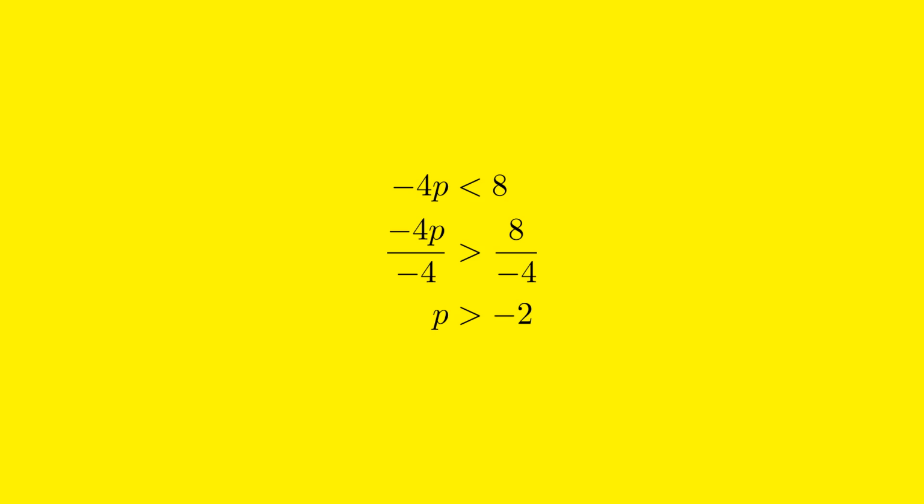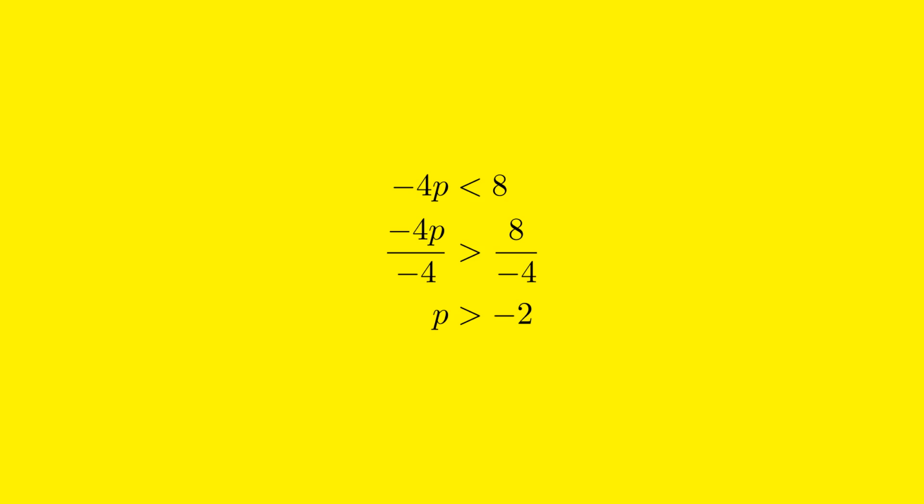So we divide the left side by minus 4 and the right side by minus 4. This gives us p on the left side and 8 divided by minus 4 on the right side. Since we are dividing by a negative number, we reverse the inequality sign. The new inequality reads p is greater than 8 divided by minus 4. Simplifying 8 divided by minus 4 gives us minus 2. Therefore, the inequality p is greater than minus 2 is our final solution.